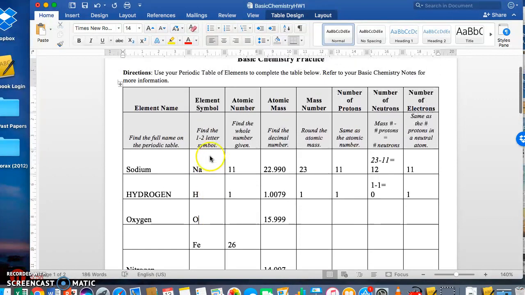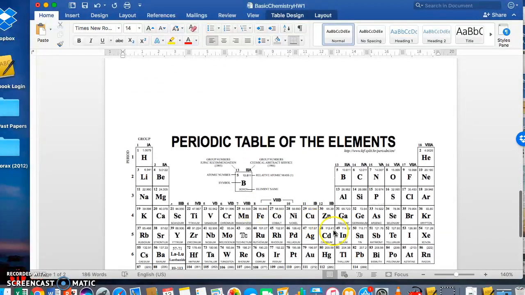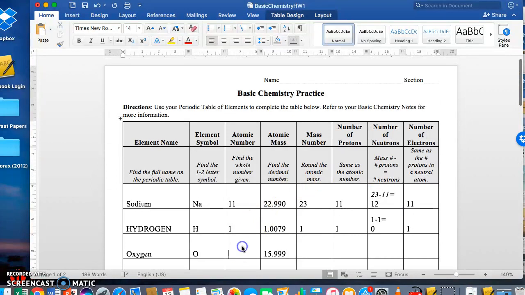So now, the next thing we're looking for within this row is the atomic number. So I'll scroll back down, and if we find the oxygen again, we see the whole number in the box is 8. So flip it over, and we're going to enter 8. So 8 is our atomic number.